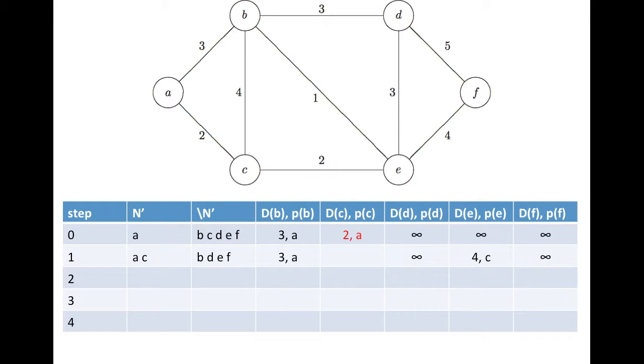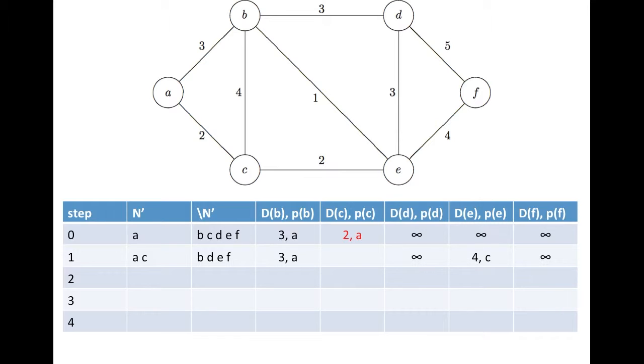Step 1. We highlight the shortest path. The shortest path goes through node C. Therefore, we add C to the column of the reached nodes. Now N prime is equal to A and C. We still haven't reached B, D, E, F.